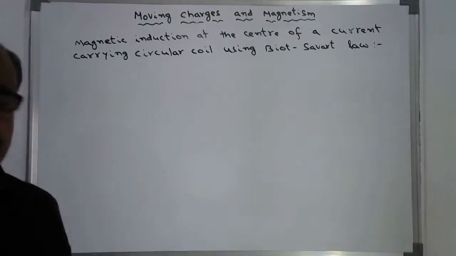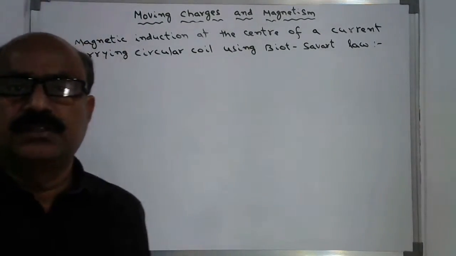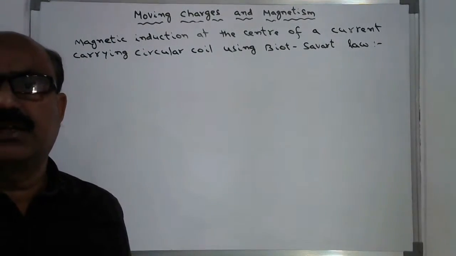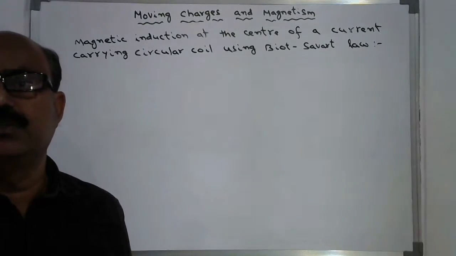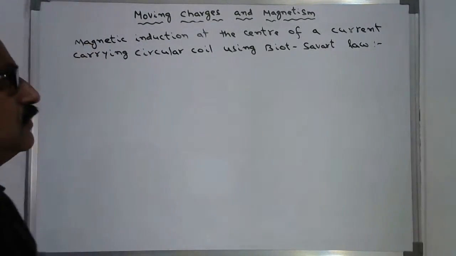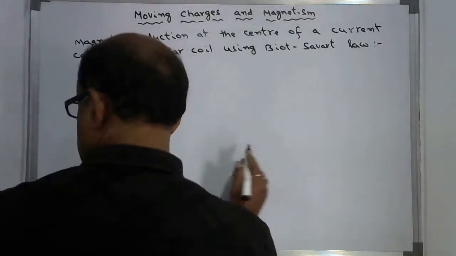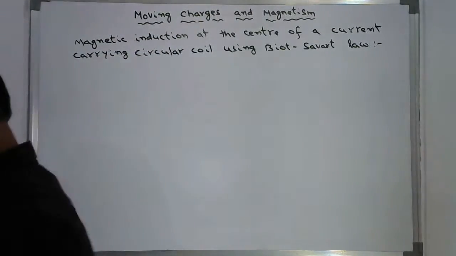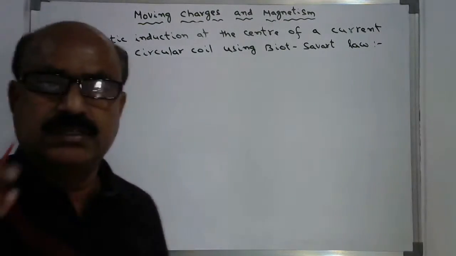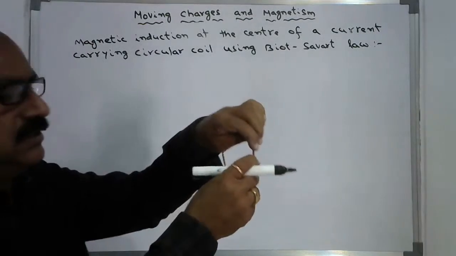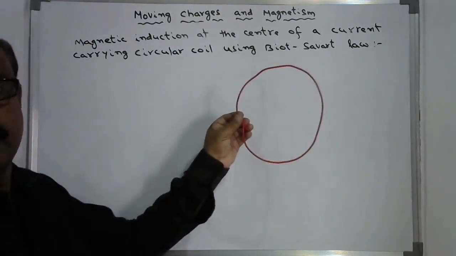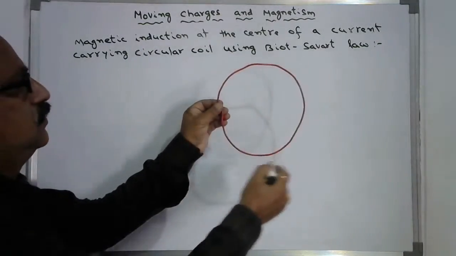So now let us observe the next concept: magnetic induction at the center of a current carrying circular coil using the Biot-Savart law. For example, just imagine this is a wire carrying current. Let us imagine that this is the wire, a circular coil, in which the current is passing through this way.